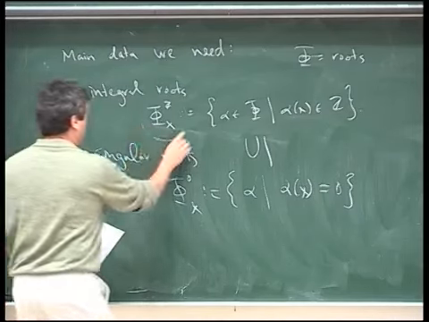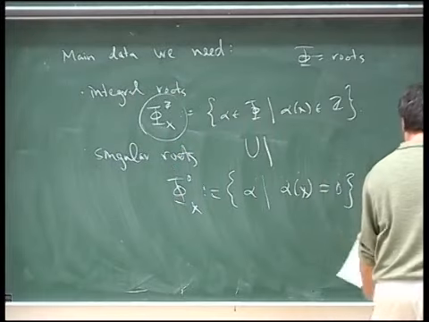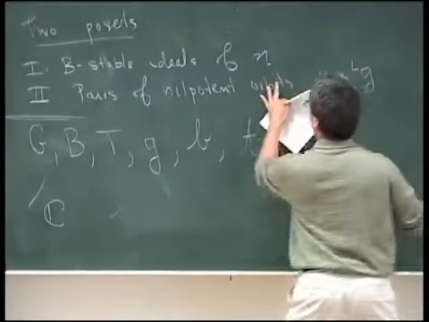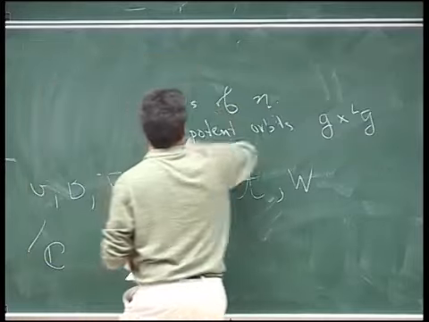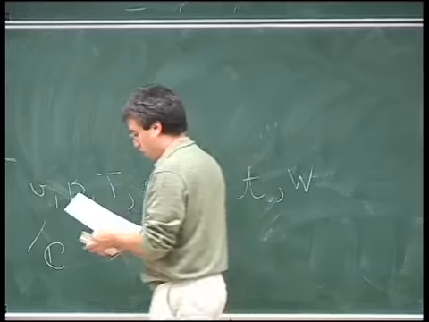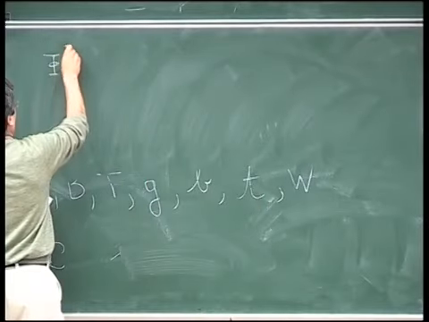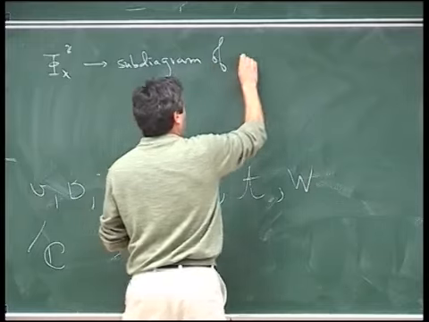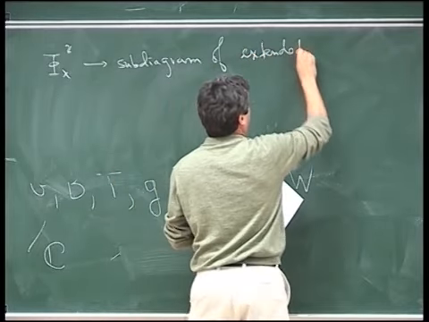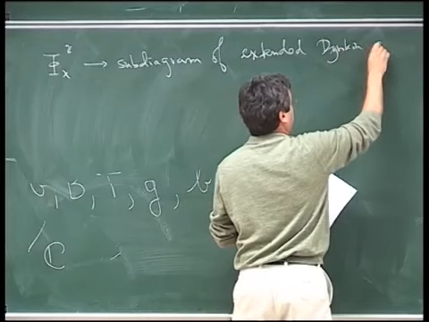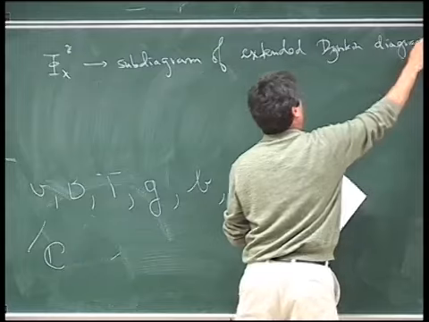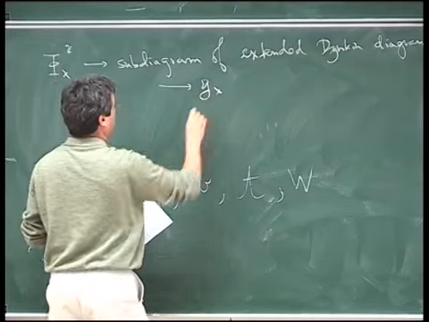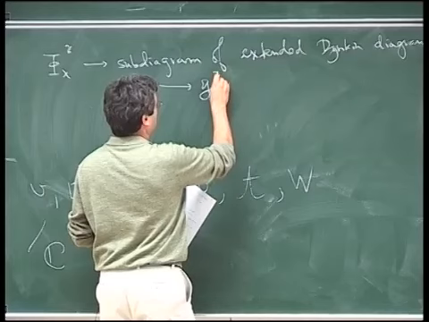Then the integral roots give us a subdiagram of the extended Dynkin diagram, and hence give us some Lie algebra, some subalgebra of G.